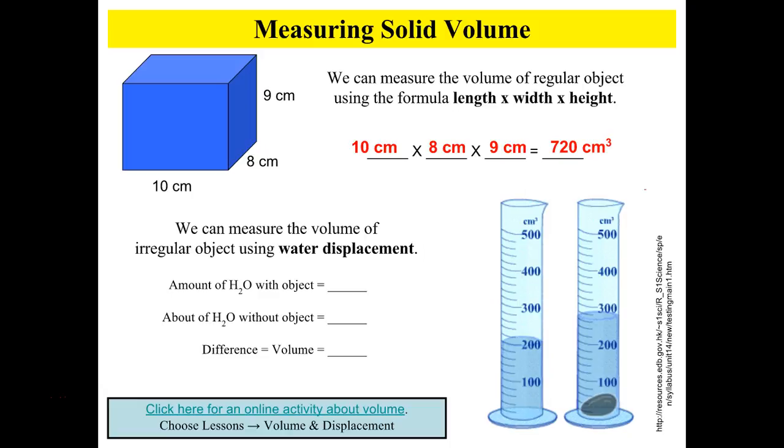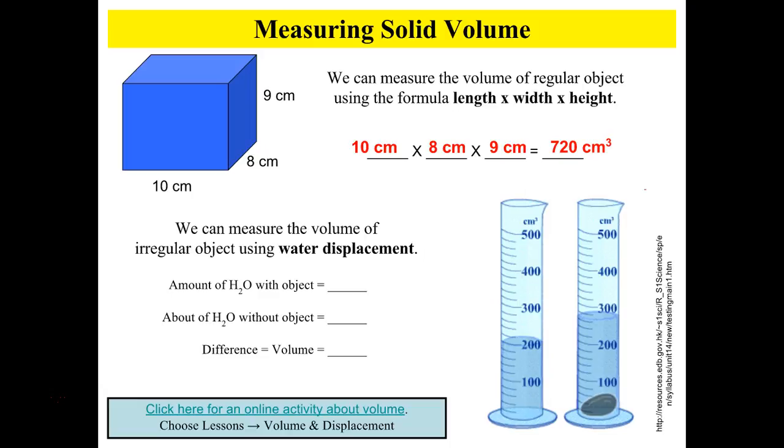So what do we do if we have an object? It's not liquid, so we can't just dump it in a graduated cylinder and read it there. It's not a rectangle, so we can't measure it with a ruler. We have an object like this rock. There's another way to measure volume of irregular objects, objects that don't have nice straight sides. And that would be called water displacement.